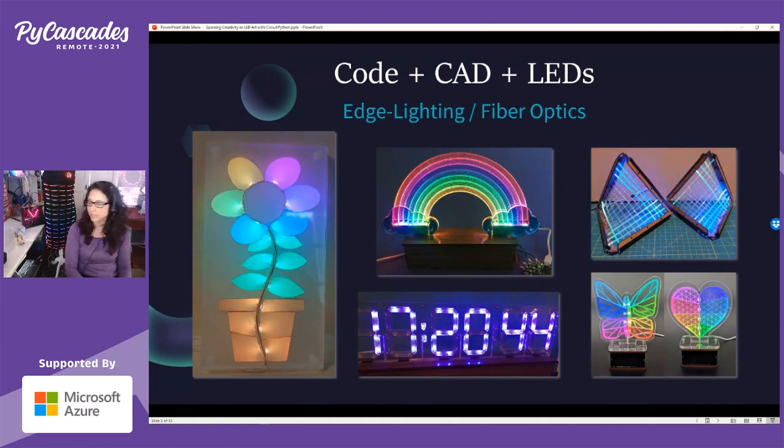And a lot of my projects that you can see here and behind me are edge lit, where you put the illumination at the edge of a diffusive medium like acrylic or fiber optics or even hot glue. And that creates an area that fills with a diffuse, colorful glow, which I really like.